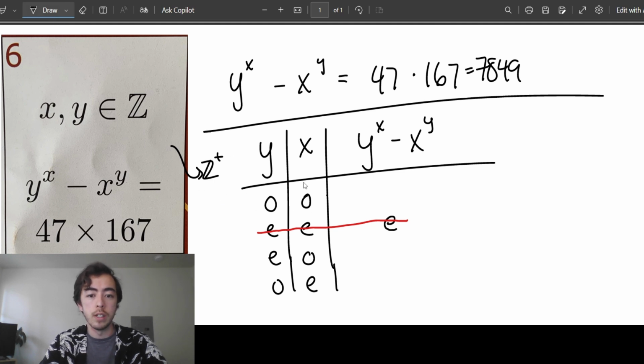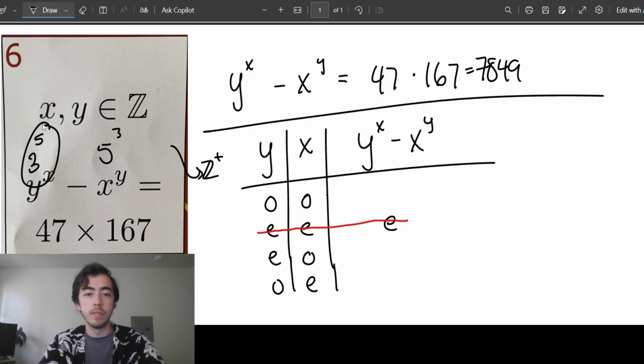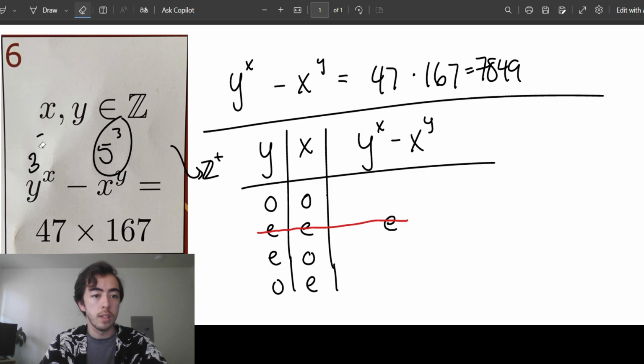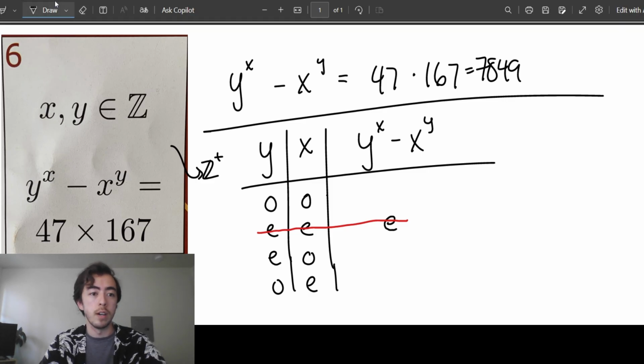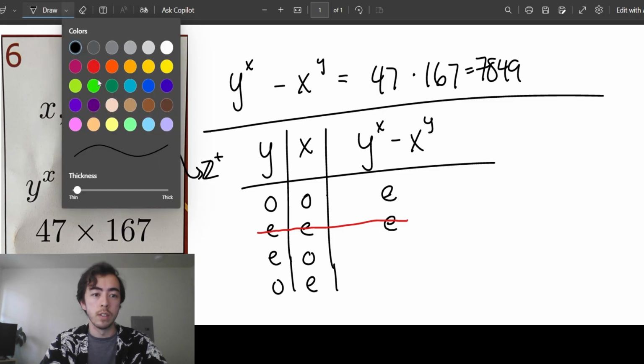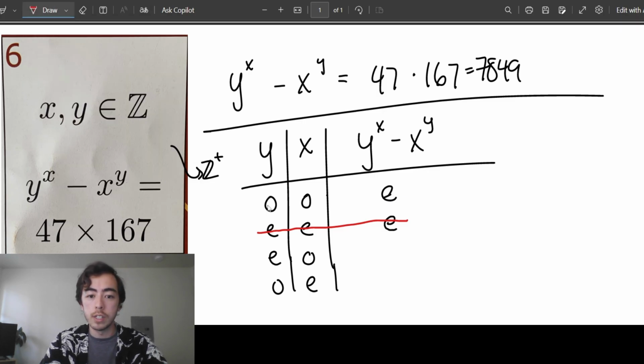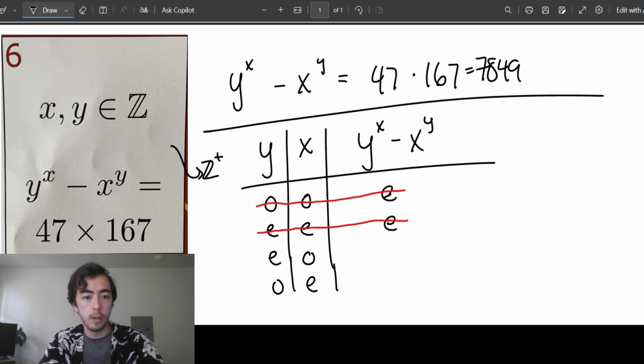Likewise, with the odd and odd numbers, you can imagine maybe 3 to the power of 5 and then 5 to the power of 3. Both of these are going to be odd numbers as well, because we just have a bunch of odd numbers being multiplied on both of these, and an odd number minus an odd number is going to be an even number. So this is another scenario I don't need to worry about. Essentially, the parity, the evenness or oddness, of x and y is going to be different. One has to be even, one has to be odd.